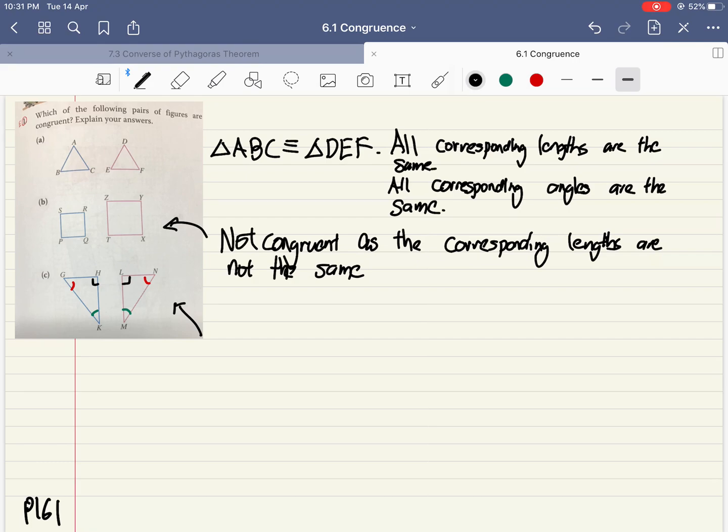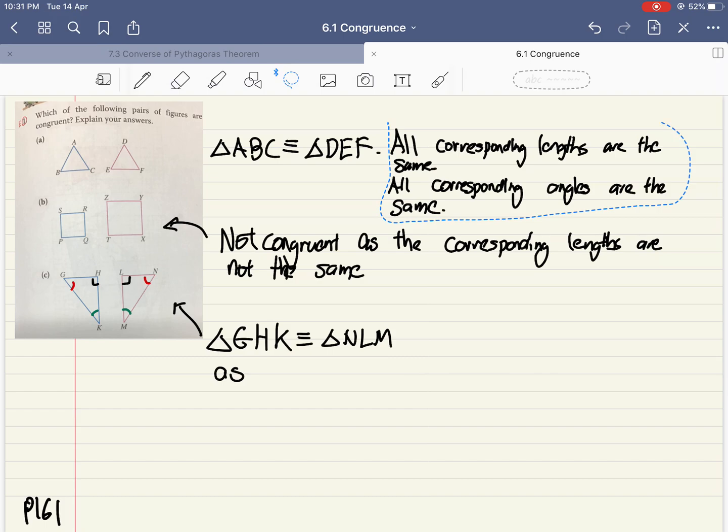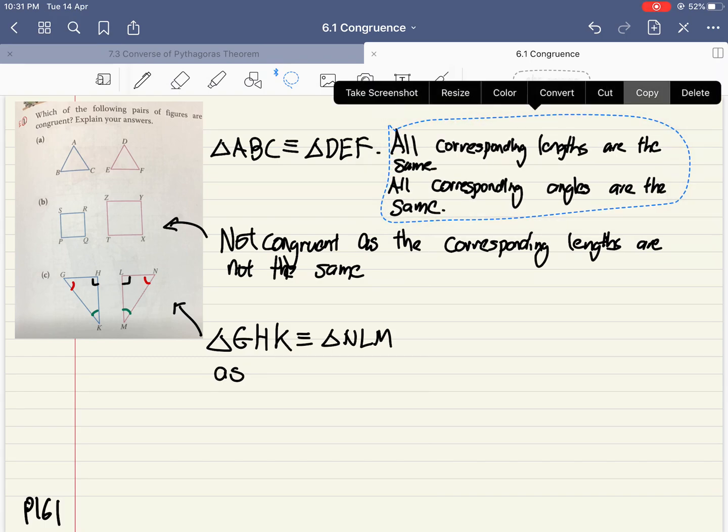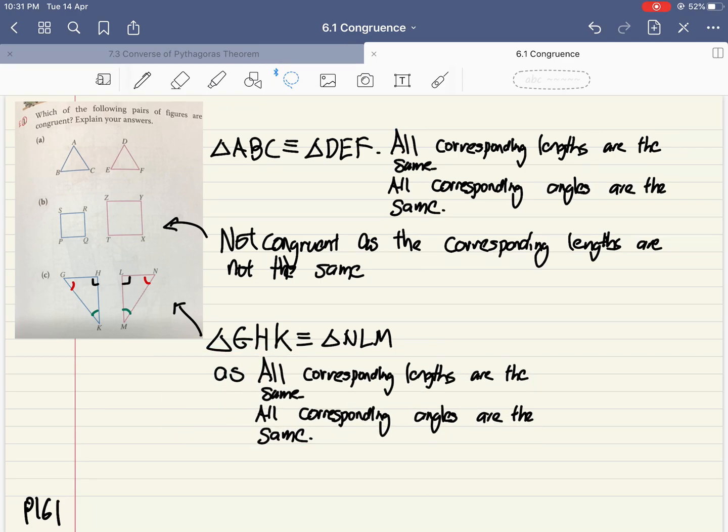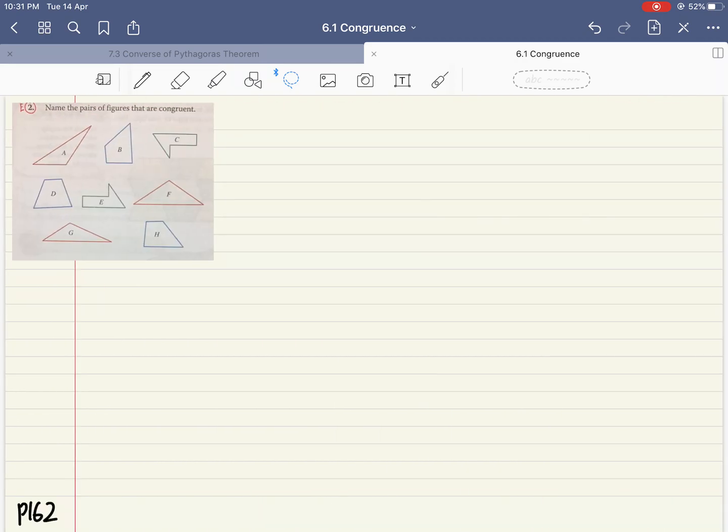So all corresponding lengths are the same, all corresponding angles are the same. Hence, even though it may be a mirror image like this, these two triangles are still congruent. So I will say that triangle GHK is congruent to triangle NLM, as all corresponding lengths are the same and all corresponding angles are the same as well.